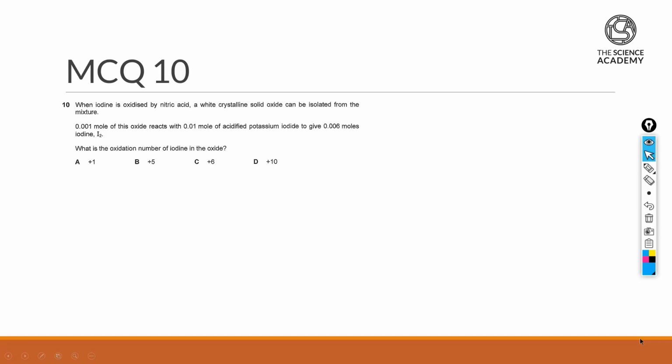In MCQ 10, this is a mole concept question. So for the first part of it, iodine is oxidized by nitric acid to form a white crystalline solid oxide, which I will give a formula of IxOy. It then reacted with potassium iodide. I'll just strike off potassium because it's a spectator ion. So only the I- from potassium iodide is required to give us iodine from here.